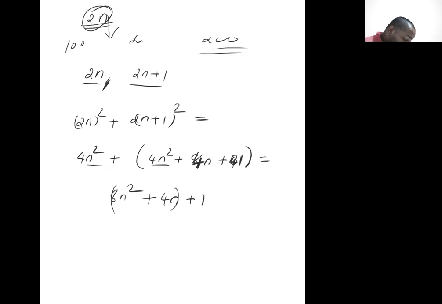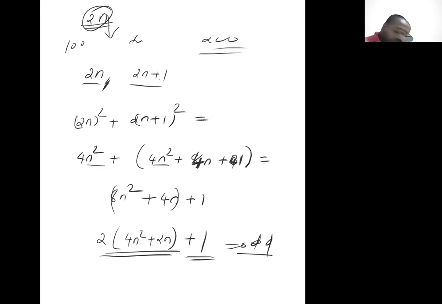So here from the first two terms we can take 2 common. So it becomes 2 times (4n square plus 2n) plus 1. Definitely the first part is an even number, but that plus 1 will be an odd number. So we can say that this is definitely an odd number, correct? This is known as the method of exhaustion. Does it make sense? Okay.